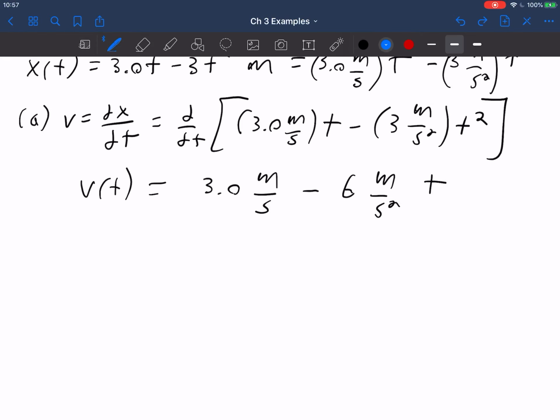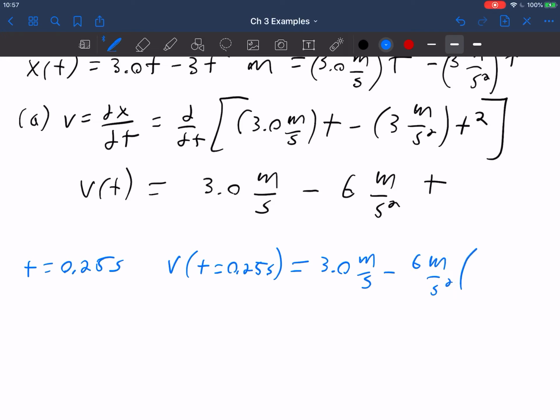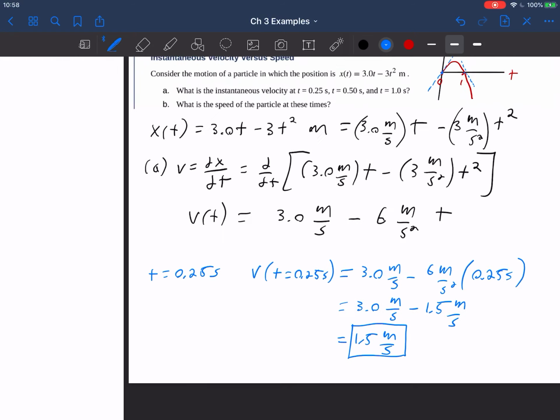All right, so if I plug in time is equal to 0.25 seconds, as they ask us to do in the problem, the velocity, and in this notation I'll be using, I'm just going to say the velocity at time is equal to 0.25 seconds is equal to 3.0 meters per second minus 6 meters per second squared times 0.25 seconds. All right, so we have 3.0 meters per second minus 1.5 meters per second, and we end up with an answer of 1.5 meters per second.